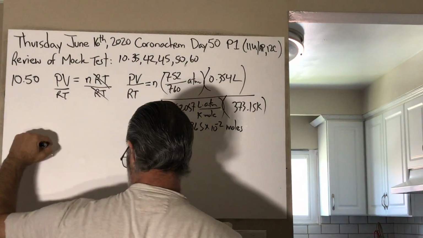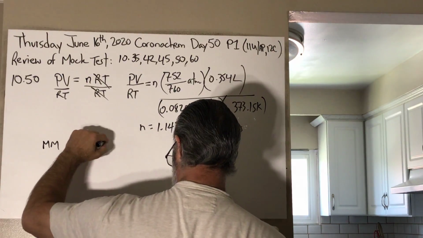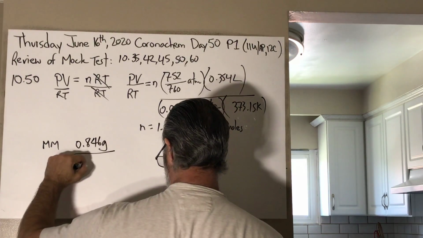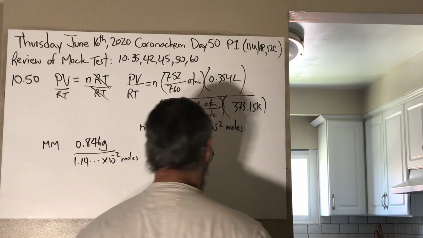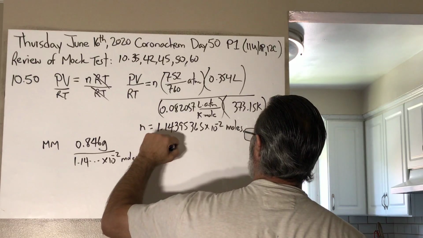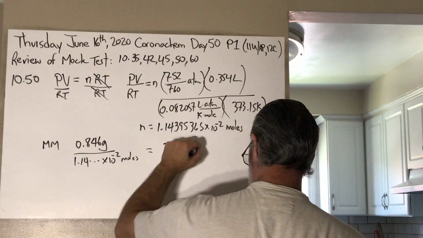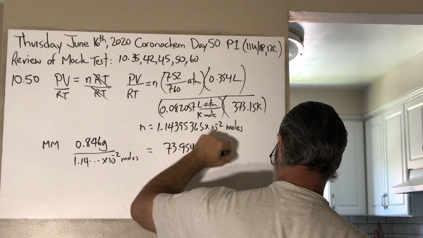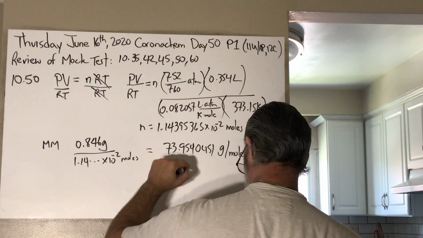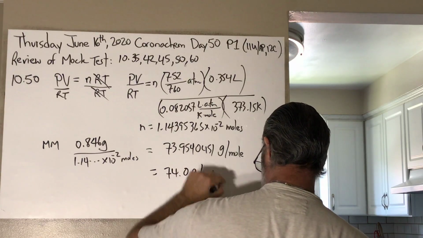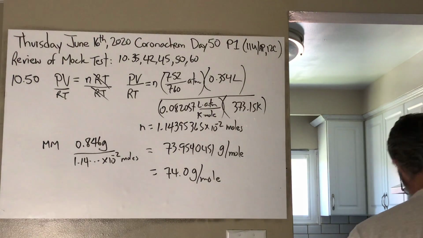Now, the molar mass is calculated by taking the mass of the gas, 0.846 grams, and finding out how many moles you have. You have that right here, 1.14, etc., times 10 to the minus 2, and you get units of grams per mole. That's the units of molar mass. So what you get is 73.954 grams per mole. And the molar mass, when you write to the appropriate number of significant figures, is 74 grams per mole. That's 1050. The last question I gave you was 60.